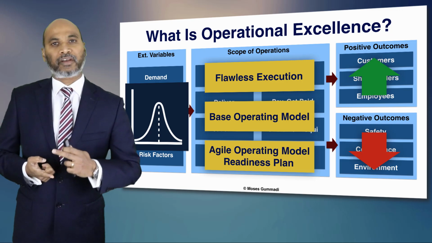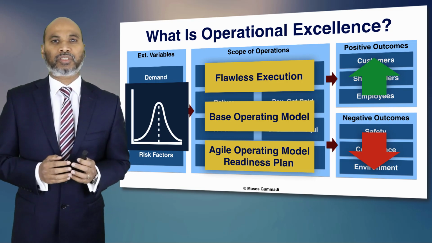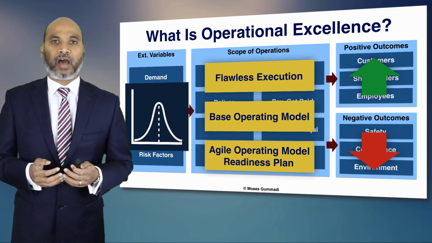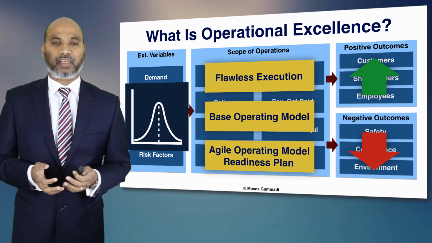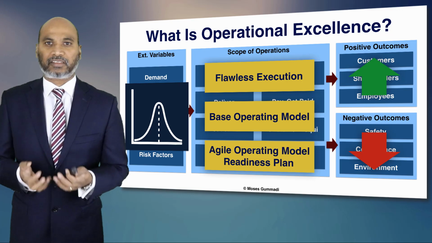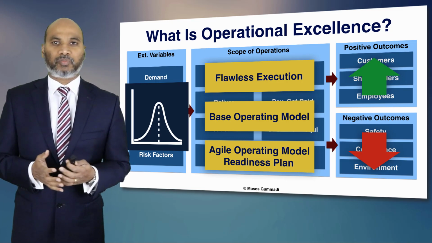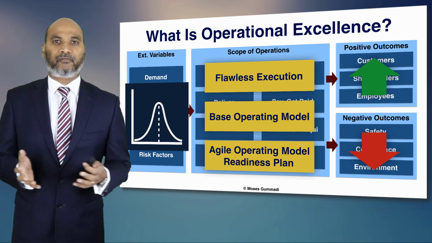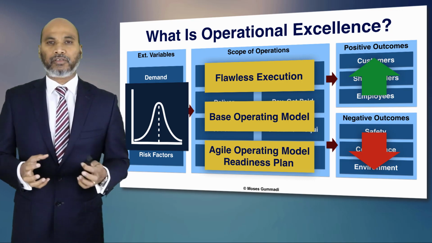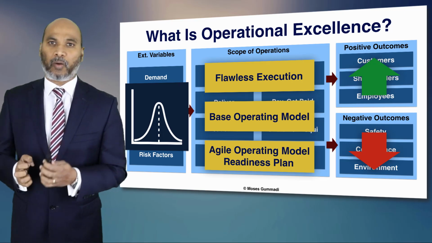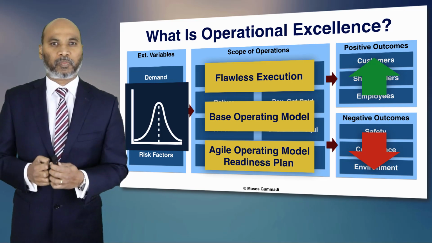So you need to have a readiness plan. For example, if the demand goes up or down 25%, or if 25% fewer resources are available, or something else has happened in the market, which means our sales are down by 40%. How are you going to reorganize your operating model and run the operations? You need to have readiness plans.